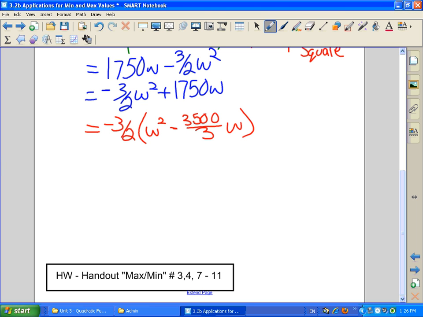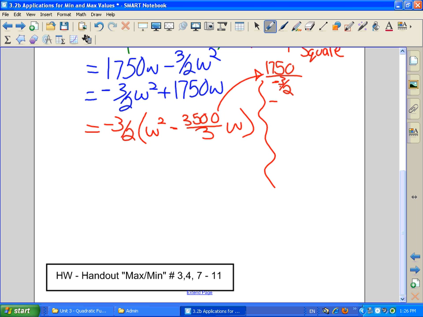All right, now what we need to do, folks, is take our middle term, which is B, and divide it by 2. If you're wondering where this came from, it is 1750, I'm just double checking my notes here. So it's 1750 divided by negative 3 over 2, as I wrote that incorrectly. So 1750 divided by 3 over 2, because you have to divide it by A.